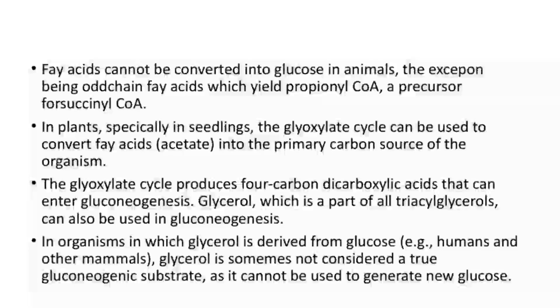Now, in plants, especially during seedling development, there's a different pathway at play. The glyoxylate cycle allows plants to convert fatty acids, specifically acetate, into a primary carbon source for growth. This cycle produces 4-carbon dicarboxylic acids, which can then feed into gluconeogenesis, helping the plant generate glucose from stored fats.